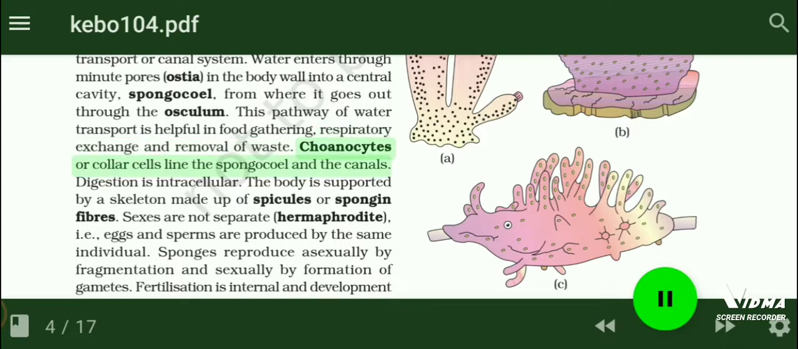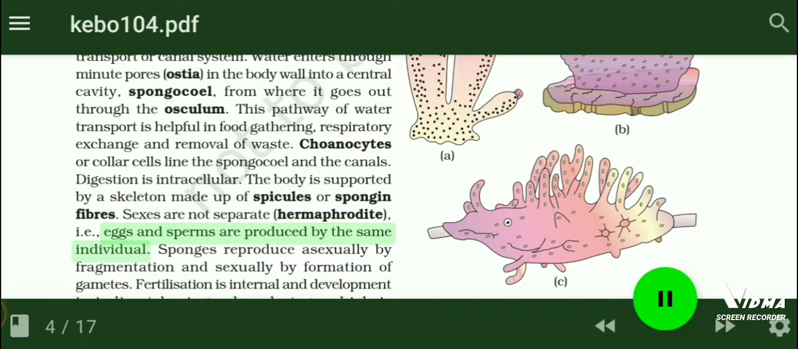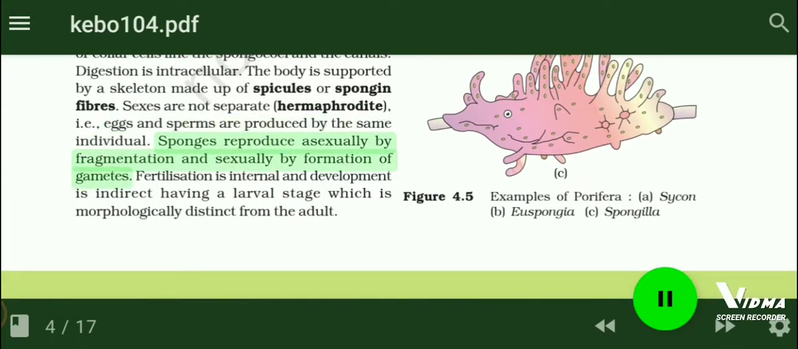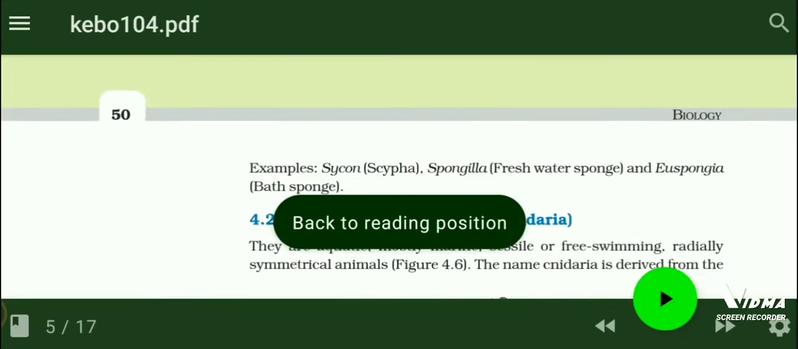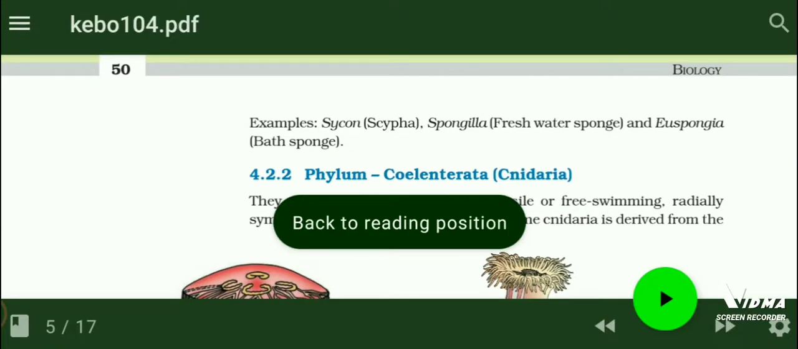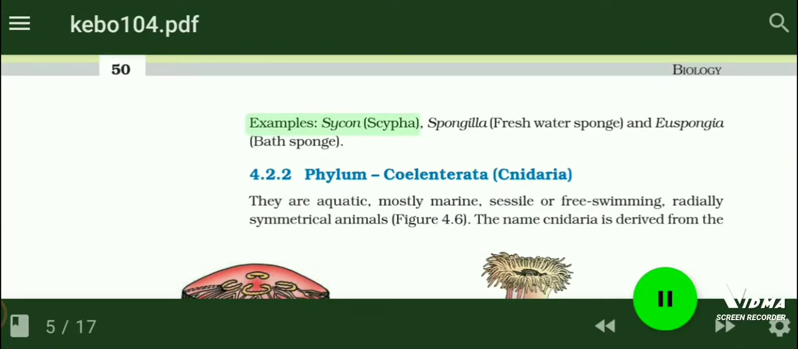Choanocytes or collar cells line the spongocoel and the canals. Digestion is intracellular. The body is supported by a skeleton made up of spicules or spongin fibers. Sexes are not separate. They are hermaphrodite, i.e., eggs and sperms are produced by the same individual. Sponges reproduce asexually by fragmentation and sexually by formation of gametes. Fertilization is internal and development is indirect, having a larval stage which is morphologically distinct from the adult. Examples: Scypha, Spongilla, freshwater sponge, and Euspongia, bath sponge.